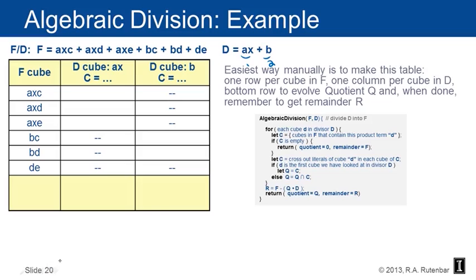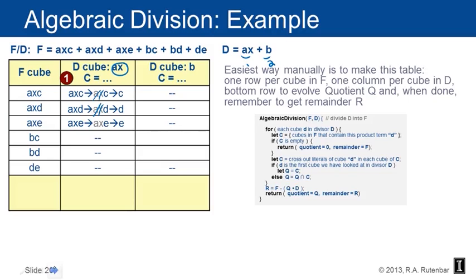Okay, so what's the first thing that we do? The first thing we do is we say, okay, let's grab the first cube in the divisor, which is AX. And then what we're going to do is look at the cubes in F, and see which of them have AX in them. So it turns out the AXC cube has an AX in it. Great. We grab that cube and we cross out the A and the X. What do we get? We get a C. The next cube is AXD. Is there an AX in there? Yes, there is. Cross it out, you get a D.